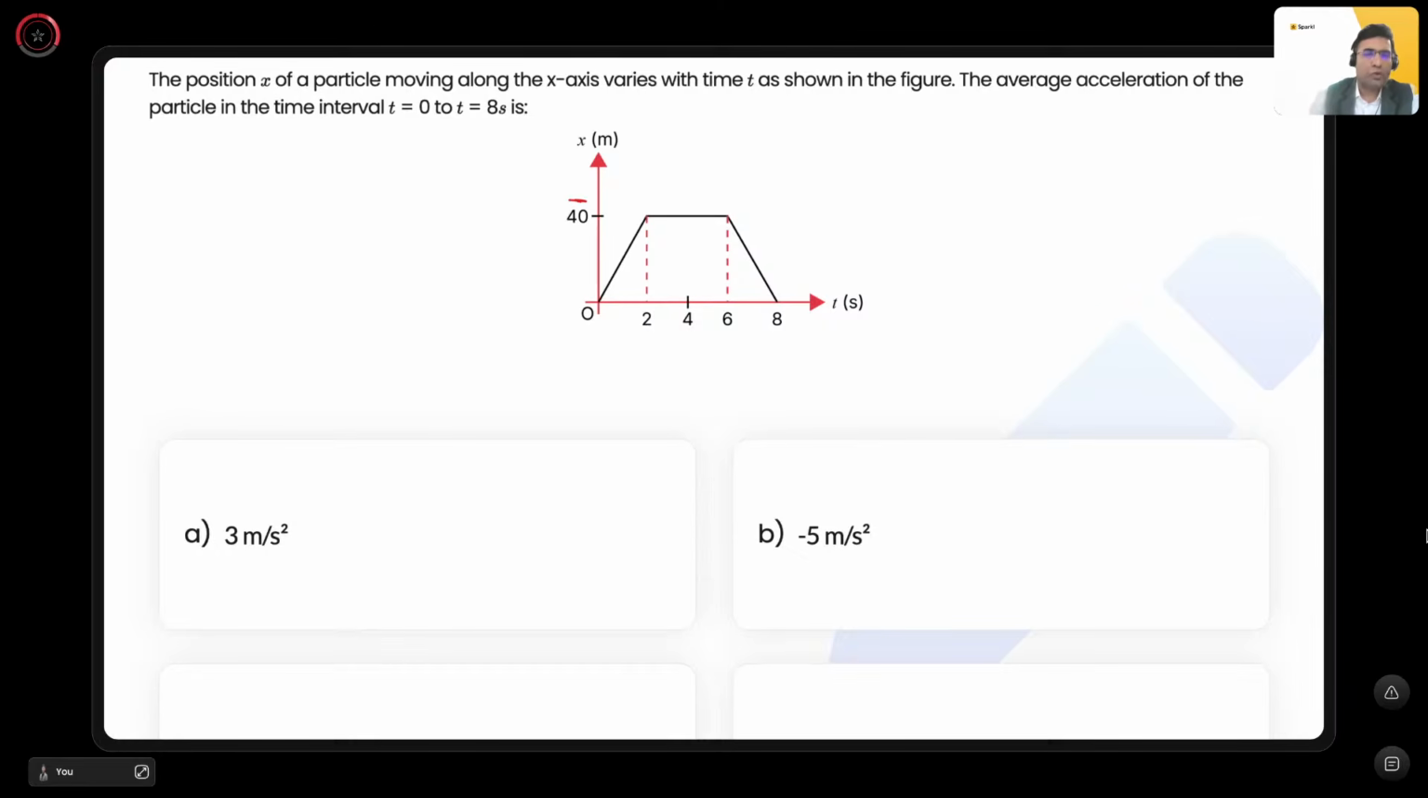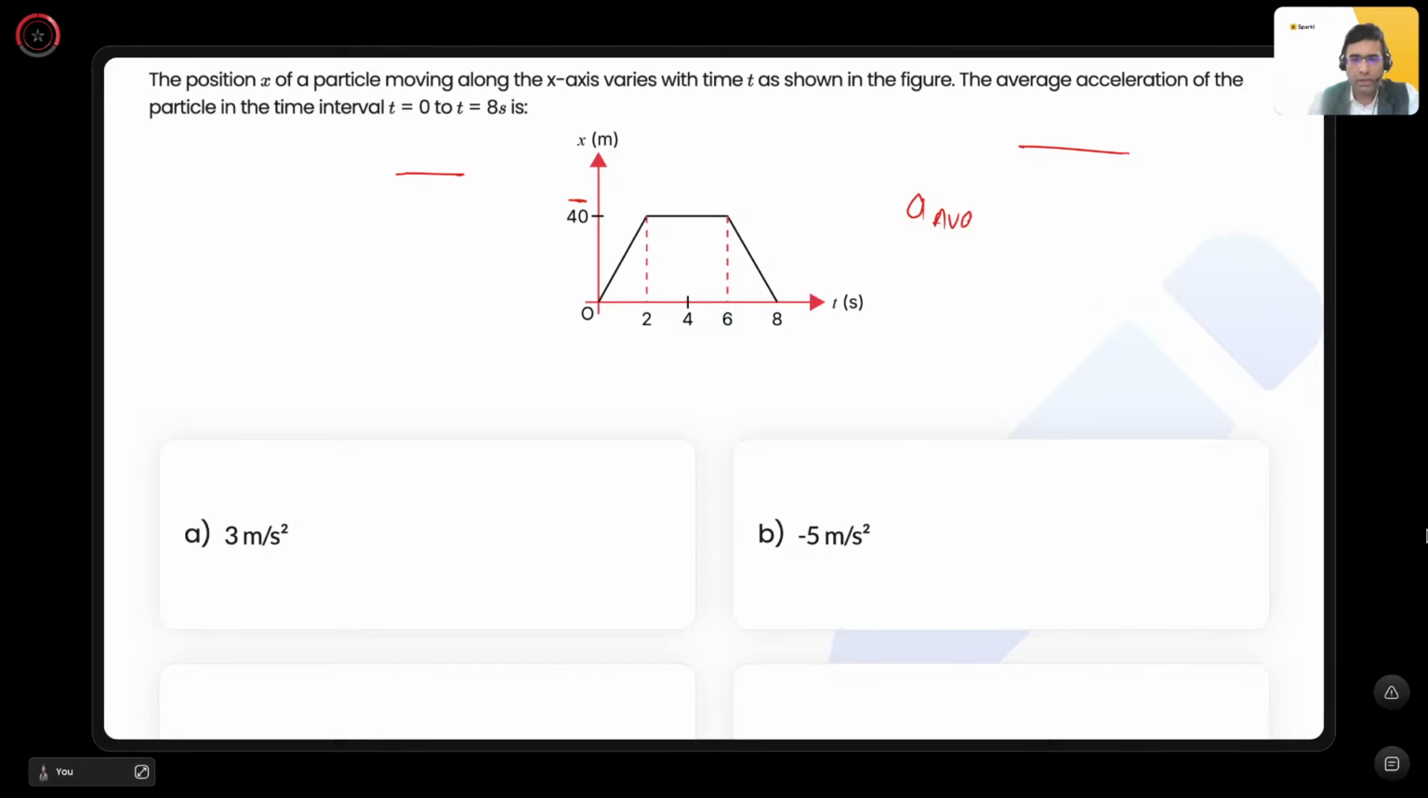All right. The position x of a particle moving along the x-axis varies with time, as shown in the figure. The average acceleration of the particle in the time interval... So here is the trap. Generally, whenever we are given an x-t graph question, we are asked velocity, right? But here we are asked average acceleration. So let's write the formula for average acceleration.